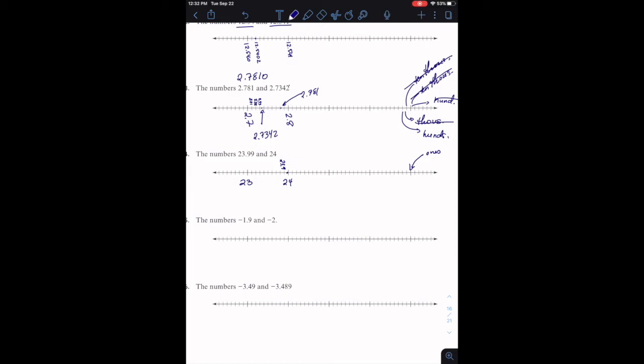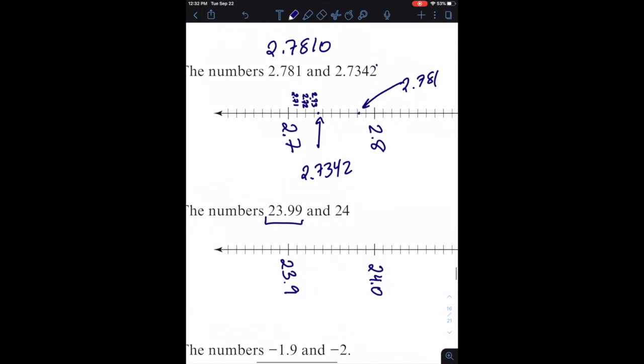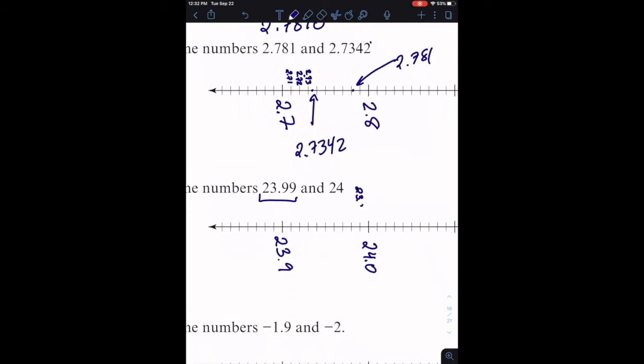But what if we wanted to make sure that that number falls on a tick mark? Let's see if we can do this in a different way. What if we use the large tick marks as tenths? So how many tenths are going to be in 23.99? That's going to be at 23.9. And what's the next tenth? The next tenth is going to be 24.0. If we zoom in, our 23.99 would be right here.